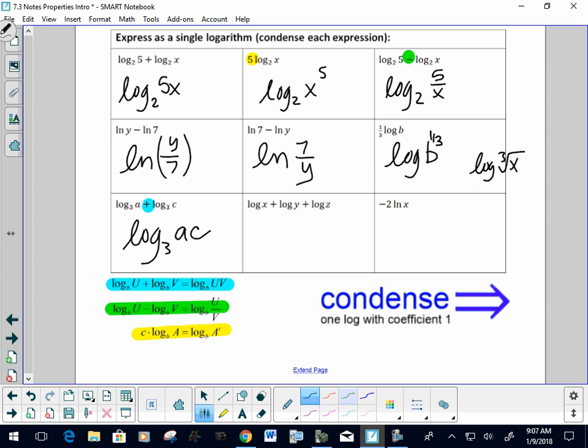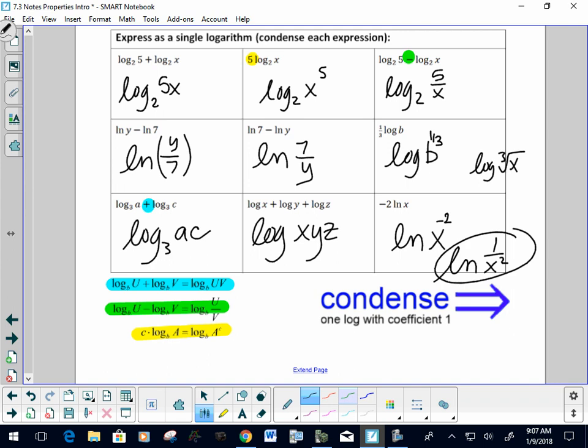Log x plus log y plus log z, we can condense all of those together. This will be the log of xyz. We'll just times that x, y, and z together. And the last one is asking us to condense using the power rule, so we'll bring that -2 up as a power, the natural log of x to the -2, or the natural log of 1 over x squared. All right, so that's condensing all mixed together.